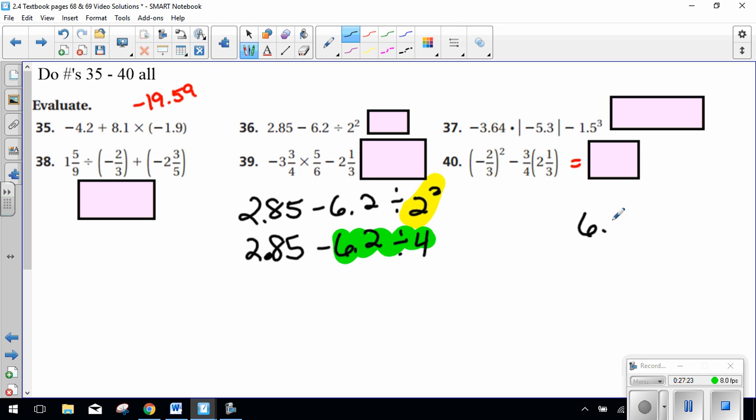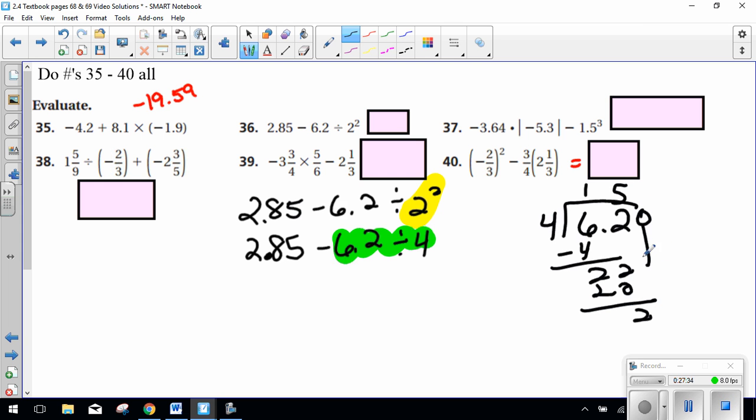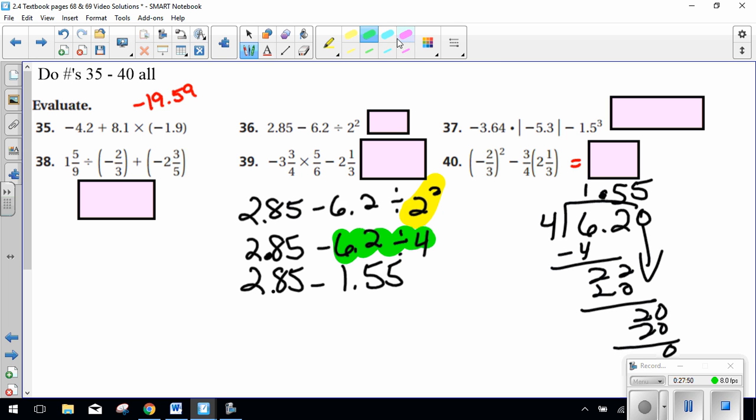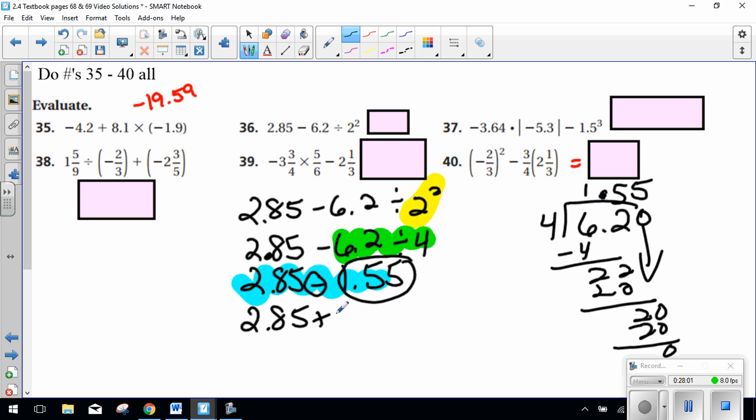The next thing I'd like to do is divide. So I'm going to come over here, take 6.2 and divide it by 4. So 4 goes into 22 5 times. 2 left over, add a 0 and bring down. 4 goes into 20 5 times with 0 left over. Decimal goes straight up. So what I have here is 285 minus 1 55/100. At this point, what I have left is a minus problem. So I'm going to rewrite that in addition. 285 plus, add, opposite.